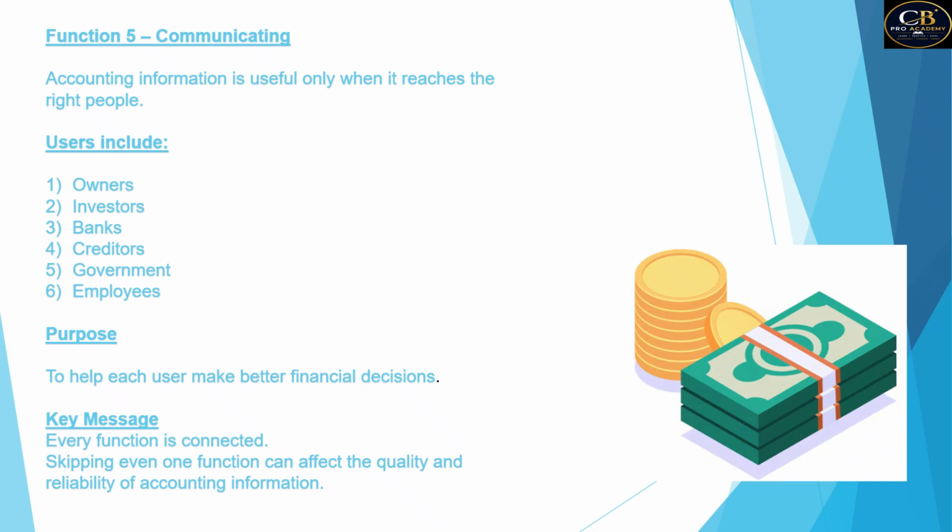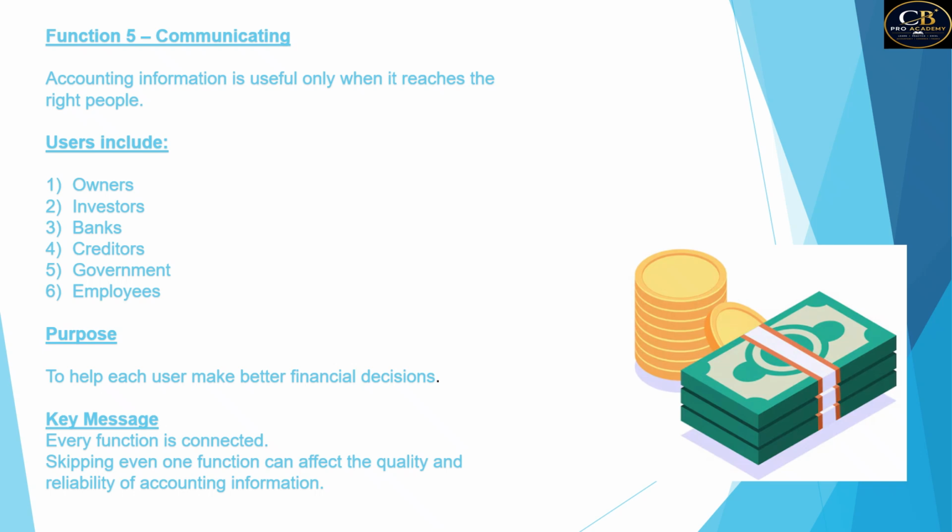Number 5, communicating. Accounting information is useful only when it reaches the right people. Users include owners, investors, banks, creditors, government, and employees. All these people use accounting information in various ways. Owners use it to ascertain a profit or loss. Investors use it to see whether the business is earning profit and whether they should invest or not.